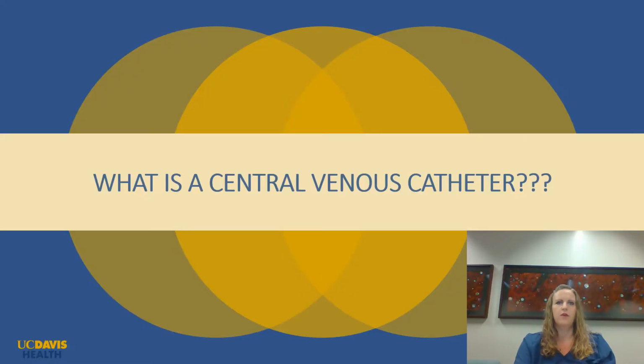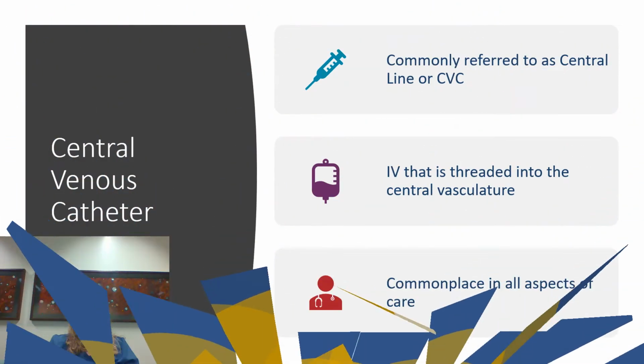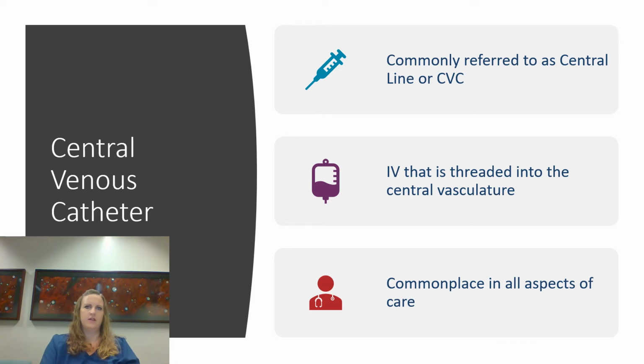To start us off, we're going to look at what a central venous catheter is. A central venous catheter, abbreviated CVC, is commonly referred to as a central line. A central line is an IV catheter that is threaded into the central vasculature through the neck, chest, groin, or arm. These long, flexible catheters empty out in or near the heart, allowing the catheter to give the needed treatment within seconds. A central venous catheter can remain for weeks or months, and some patients may receive treatment through the line several times a day.